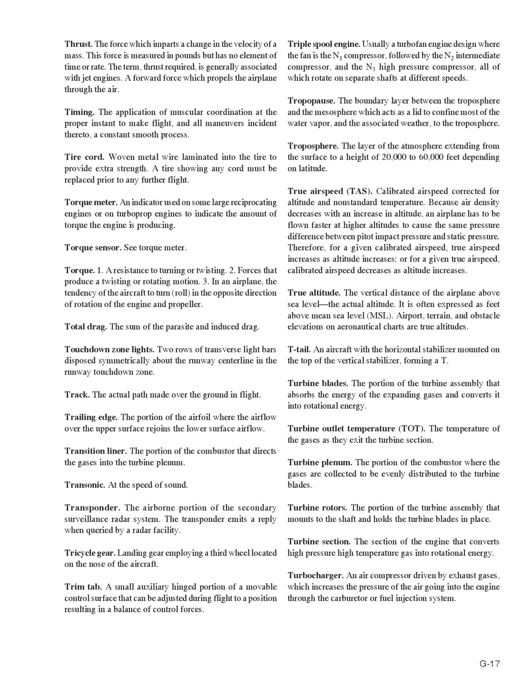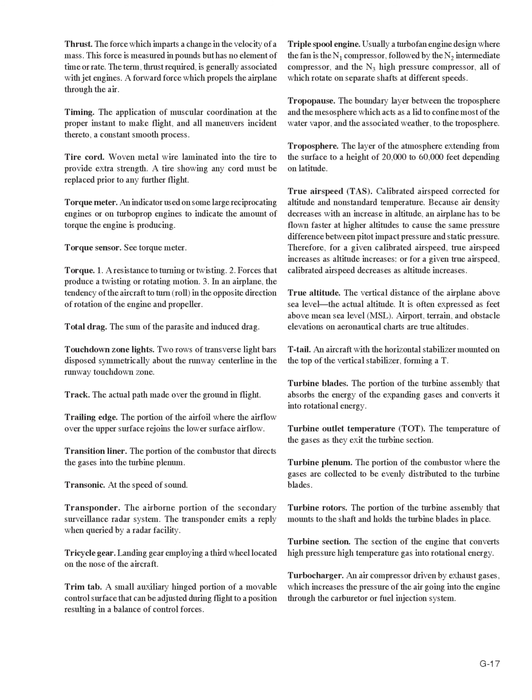Track. The actual path made over the ground in flight. Trailing edge. The portion of the airfoil where the airflow over the upper surface rejoins the lower surface airflow. Transition liner. The portion of the combustor that directs the gases into the turbine plenum. Transonic. At the speed of sound. Turbine blades. The portion of the turbine assembly that absorbs the energy of the expanding gases and converts it into rotational energy. Turbine outlet temperature, TOT.